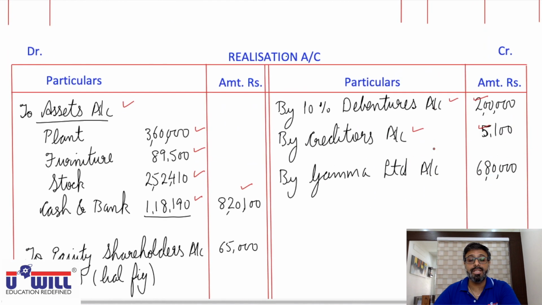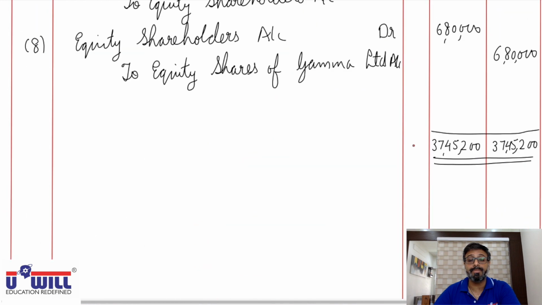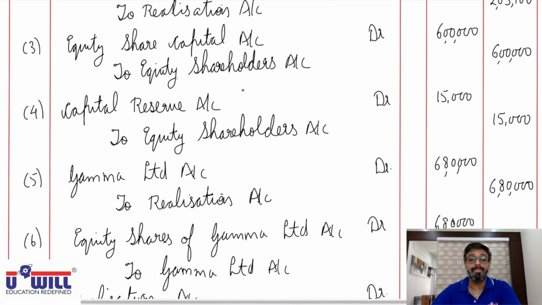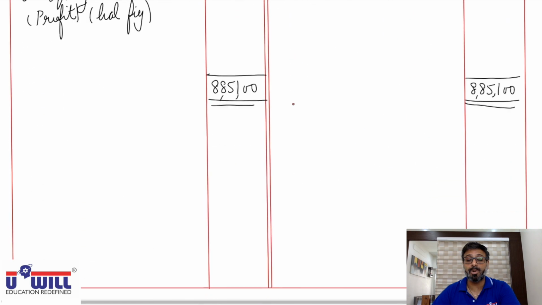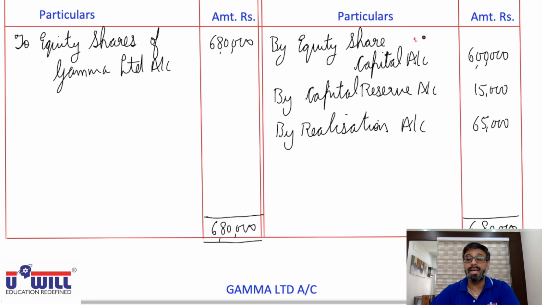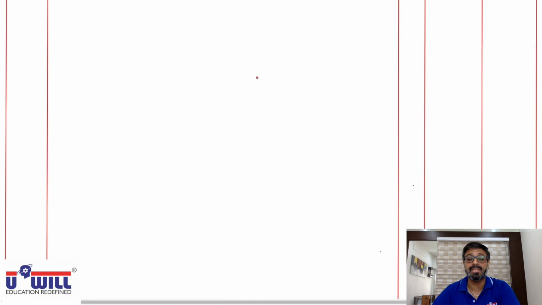So equity share capital account debit 6 lakhs, to equity shareholders 6 lakhs. Now to equity shareholders means in equity shareholders you'll write on credit side by equity share capital account 6 lakhs. Okay, single effects for first 6 entries.